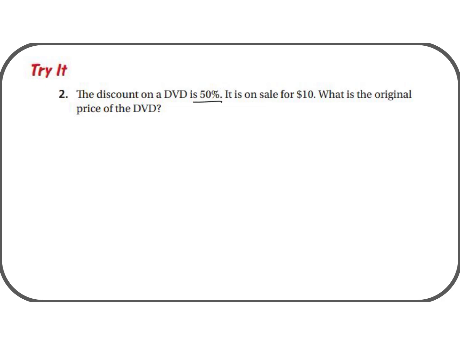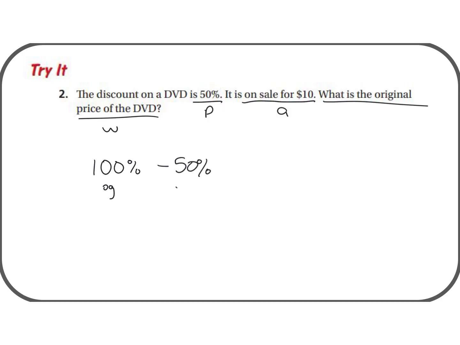All right, this time my percent off is 50%. It is on sale for 10. A is my sale price, so I'm going to say that's A. I'm missing my original, meaning I need W. Now this one actually works out to be kind of nice for us. If 100% is the original, and I take away 50% of it, that's my amount of discount, then the amount that I paid is also 50%. This is almost like the store covers half. I just have to cover the other half.